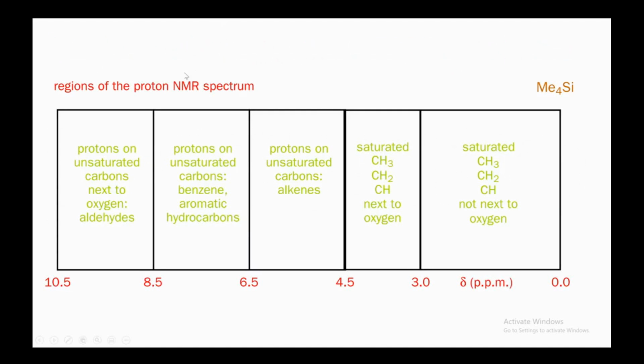Here they are, the regions of the proton NMR spectrum. This is tetramethylsilane, which is at 0, and protons on unsaturated carbons next to oxygen. These are the aldehydes. Protons on unsaturated carbons, benzene aromatic hydrocarbons, appear from 6.5 to 8.5. The signals for alkenes appear from 4.5 to 6.5, and signals for saturated CH3, CH2, CH next to oxygen appear from 3 to 4.5, and the signals for saturated CH3, CH2, CH not next to oxygen appear from 0 to 3 ppm. So this is a really important table for understanding the ppm values for the NMR spectrum.